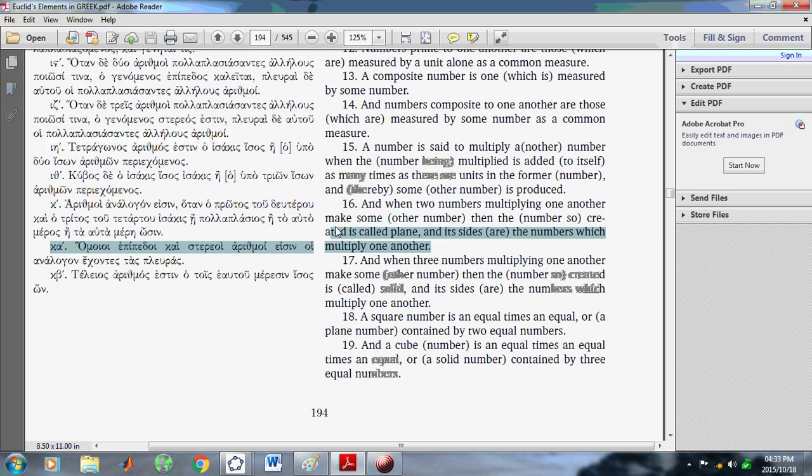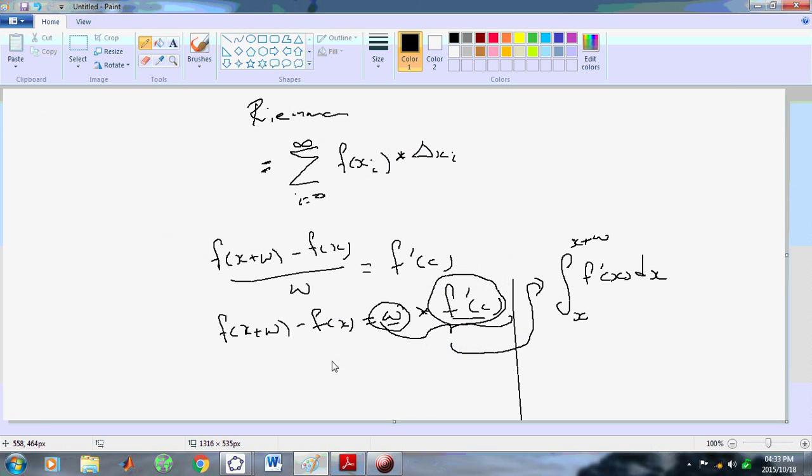If you really want to translate that properly, what you're saying is that the sides of a rectangular area, the product of the sides, let's call them A and B, is called a plane number. This is a plane number.